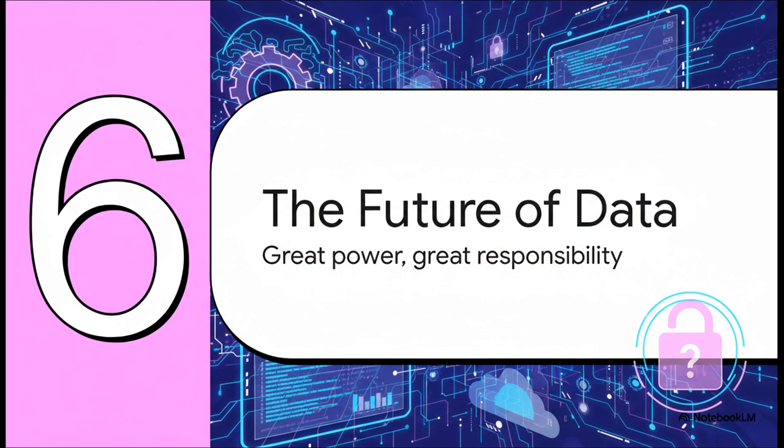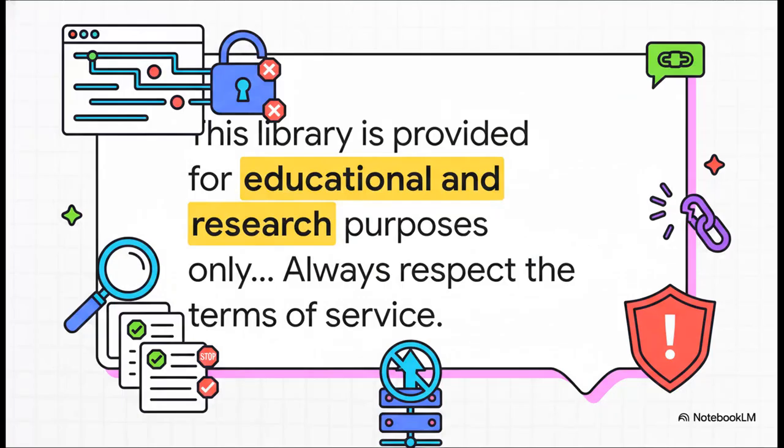And this brings us to our final thought for the day: the future of data access. Because look, a tool this powerful isn't just a cool piece of technology. It also raises some really important questions about how it should be used. The creators of Scrapling are very clear on this point. Their official disclaimer says the library is for education and research, and that users have to respect the rules of the websites they're visiting, things like the terms of service. It's a really important reminder that just because you can technically get data doesn't always mean you should.